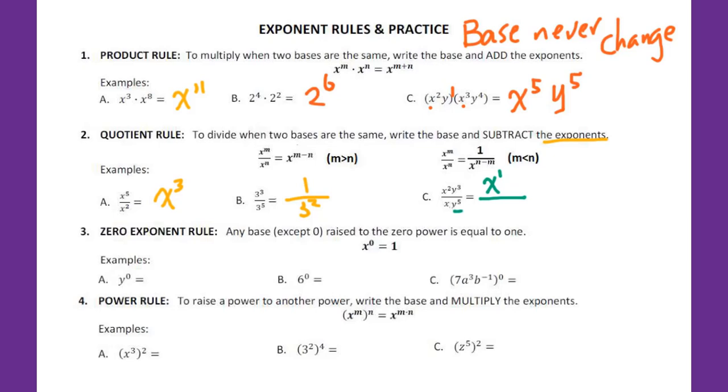Look at the y part. Y to the 5th power, that's the denominator. So 5 minus 3 will be squared. Number 3, zero exponent rule. Y to the 0 power is 1. Any number to the 0 power is 1, no matter how complicated the base is.